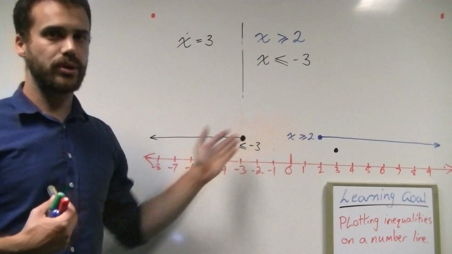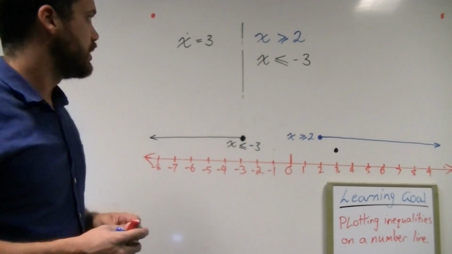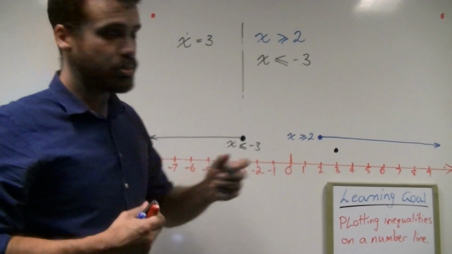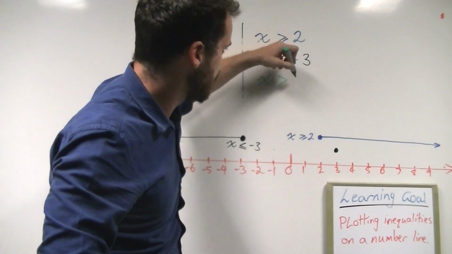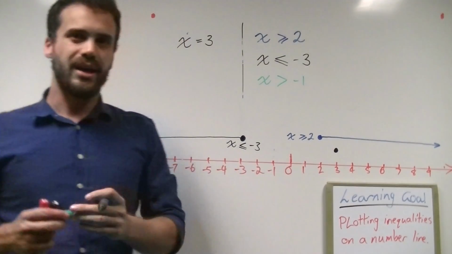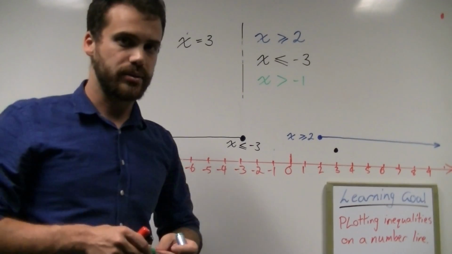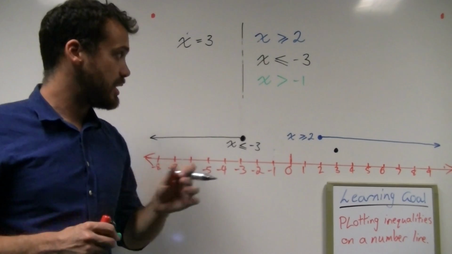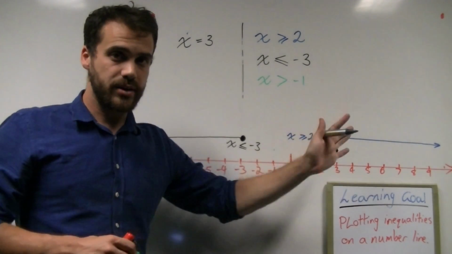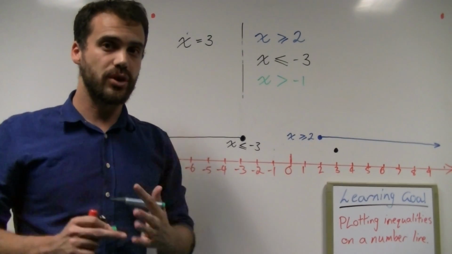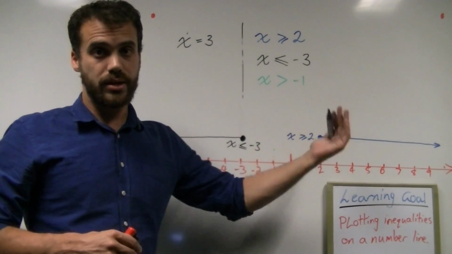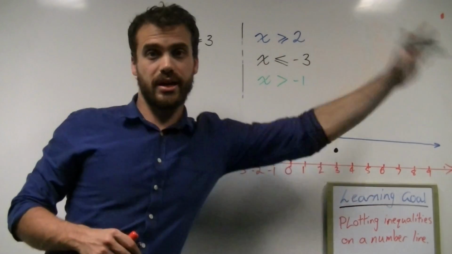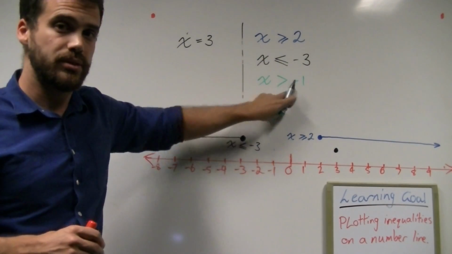Okay, there's 2 inequalities so far. We've got 2 more to go. Another one you might encounter is x is greater than -1. X is greater than -1. Now, that means that x is all of the numbers greater than -1, but that does not include -1. X is 0, x is 1, x is 3, x is 7, x is 100, but it is not -1.